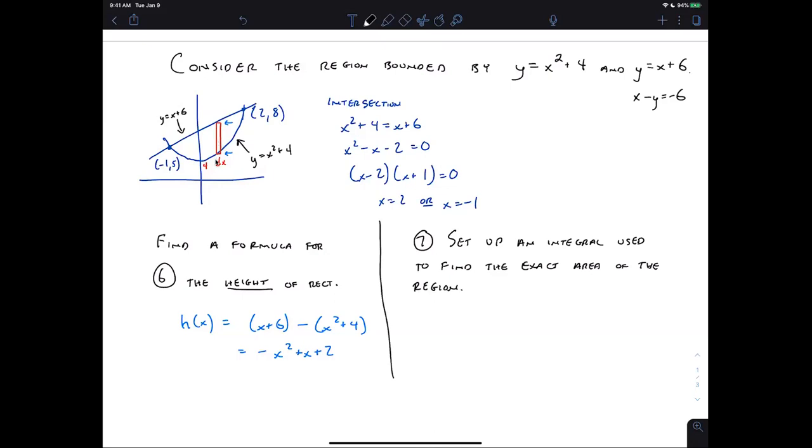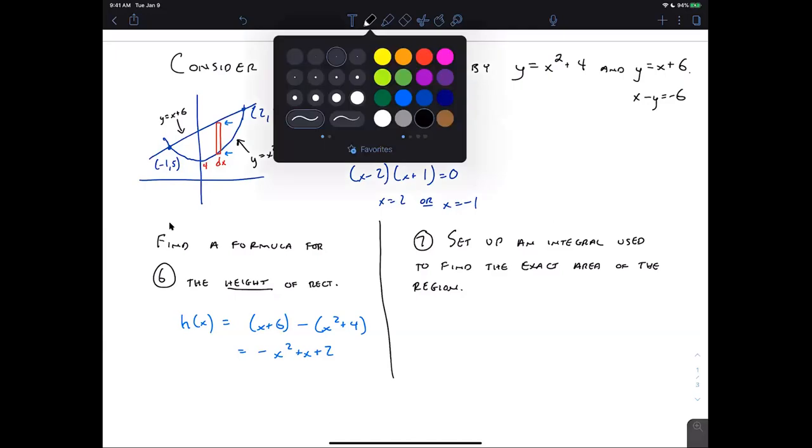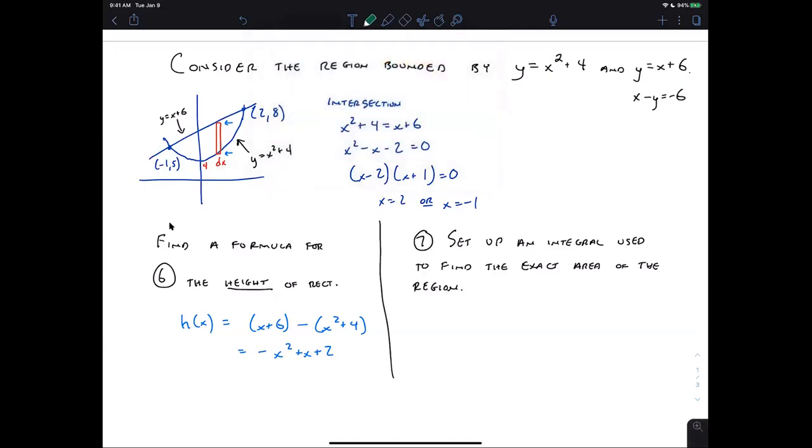Well, in general, how do you find the area of any rectangle not involving a weird region like this? If I just give you a rectangle, how do you find its area? Length times width. And other words for that are base times height. Does that make sense to everybody? So we're going to think, okay, area is base times height.